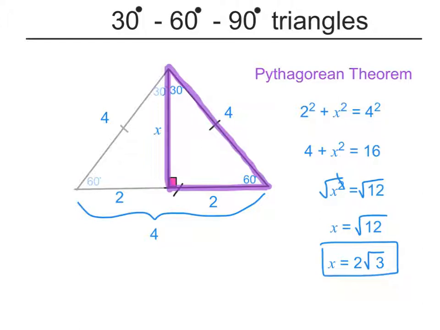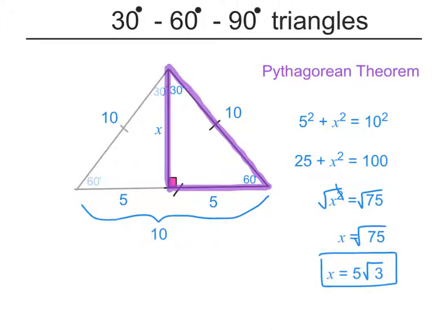So let's go back to our previous example, and maybe then you'll see the pattern. Okay, again with the Pythagorean theorem. This time my a squared was 5 and my c squared was 10. So a squared plus b squared equals c squared. X squared came out to 75, square root both sides. The square root of 75 breaks down to 5 root 3. Do you see the pattern, or do you want to see it in the table format?